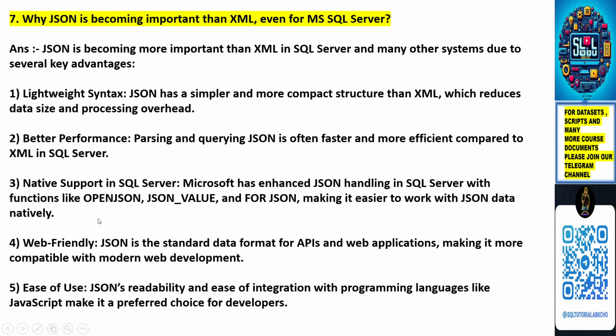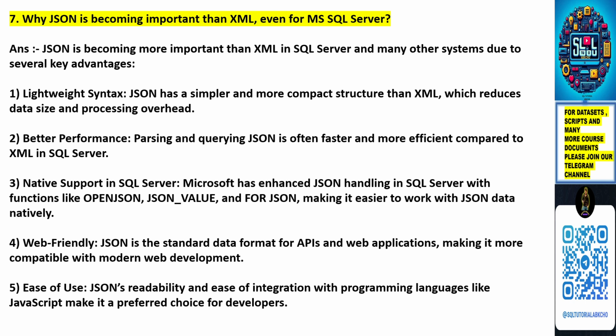So next what we have, the seventh question. Why is JSON becoming more important than XML in SQL Server? JSON is becoming more important than XML in SQL Server and many other systems due to several key advantages. What are the advantages? Number one is lightweight syntax. JSON has a simpler and more compact structure than XML, which reduces data size and processing overhead. Number two is better performance. Parsing and querying JSON is often faster and more efficient compared to XML in SQL Server.